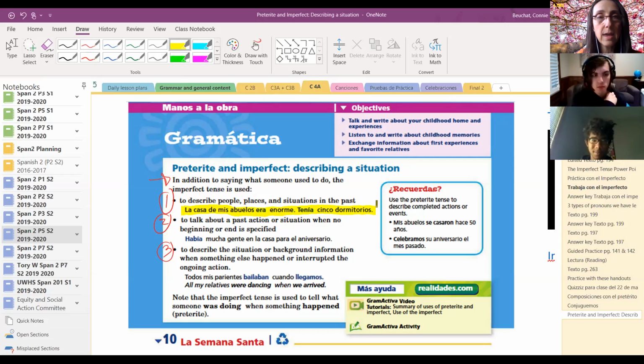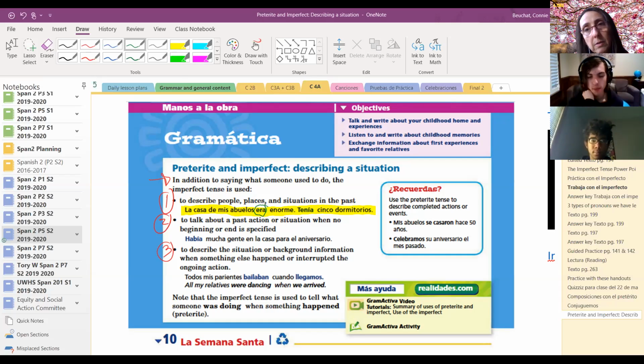Can we say, la casa de mis abuelos fue enorme? What do you think? Any of you can tell me. So fue, if you remember correctly, fue is the preterite of to be, of ser. And we have here not the preterite, but the imperfect, because they are describing something in the past. So is this grammatical? La casa de mis abuelos fue enorme. No. It's not correct. Why is it not grammatical? What's the issue with that?